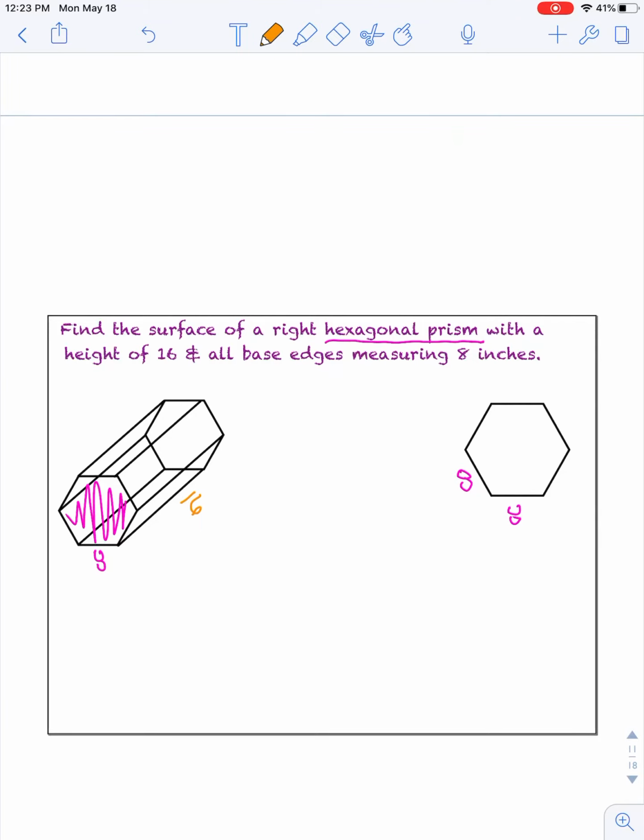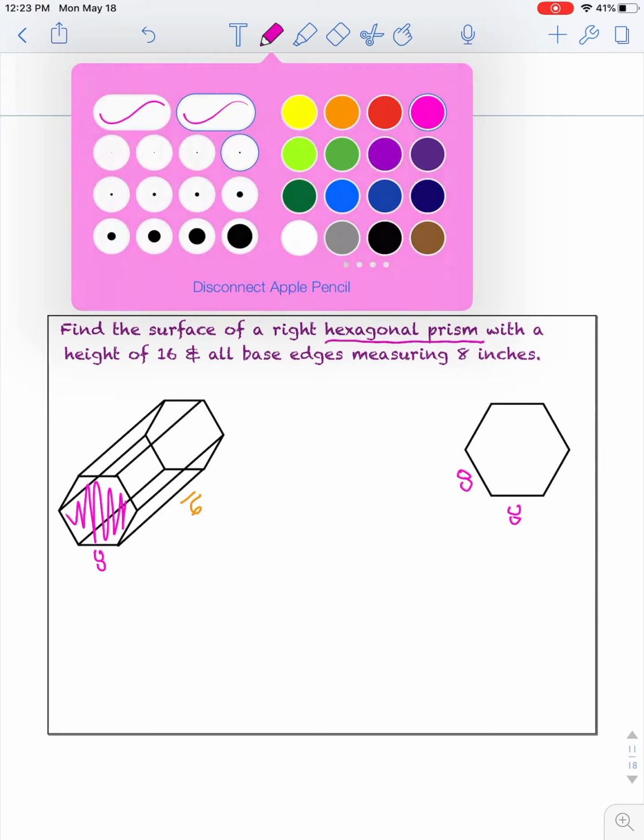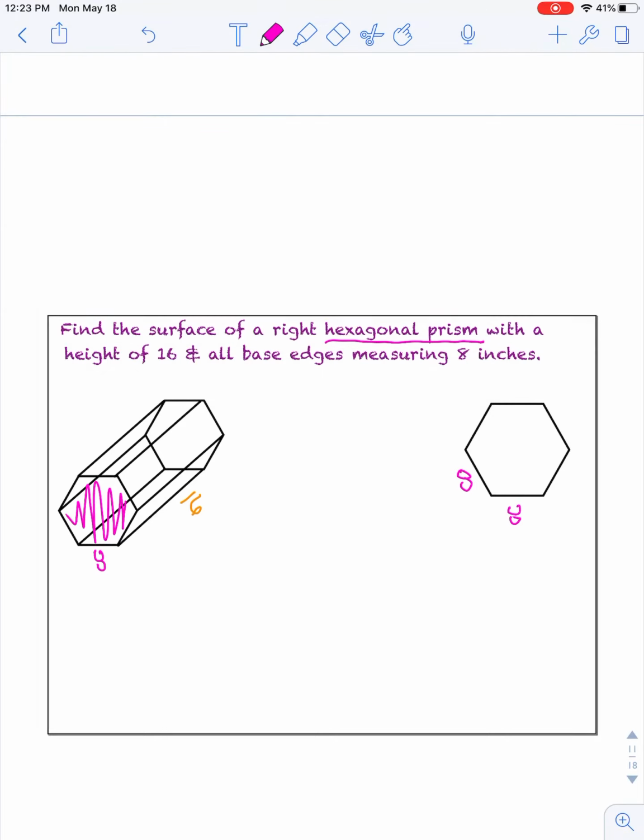So now what we need to do is, if we go back here and write our formula, our surface area is equal to the area of the base times 2 plus the perimeter of the base times the height. So do we know these things right now? Well, I do know the perimeter of the base because the perimeter of the base is 8 times 6, or 48.